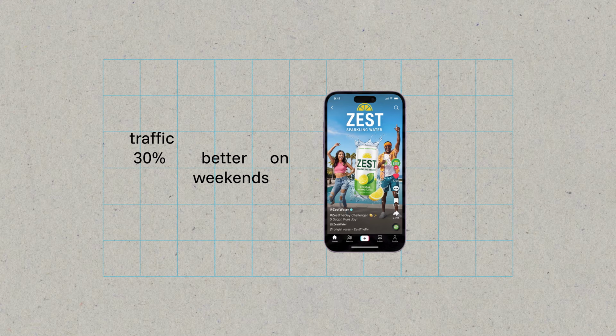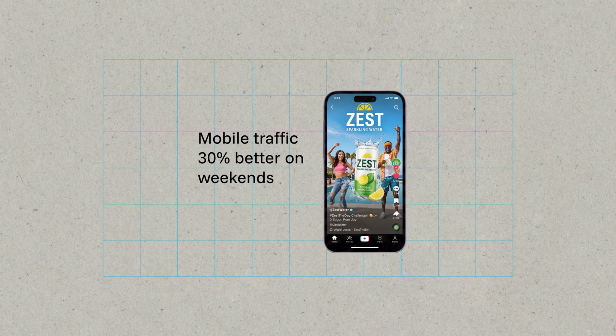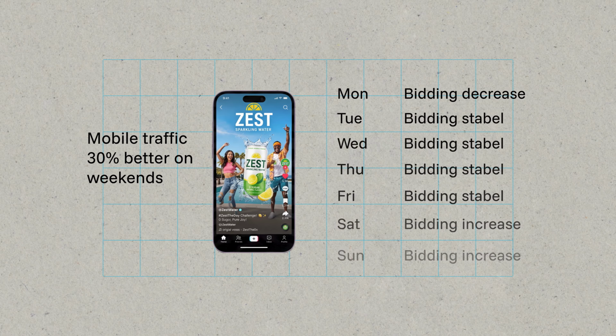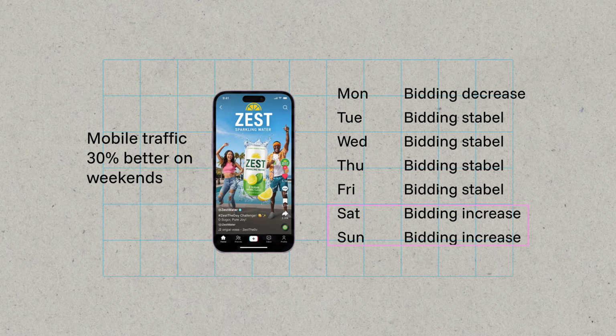You discover that mobile traffic converts 30% better on weekends. You create automated rules that increase mobile bids on Saturdays and Sundays. No manual intervention. This is where marketing intelligence becomes powerful. The feedback loop between measurement and optimization happens continuously, not monthly.